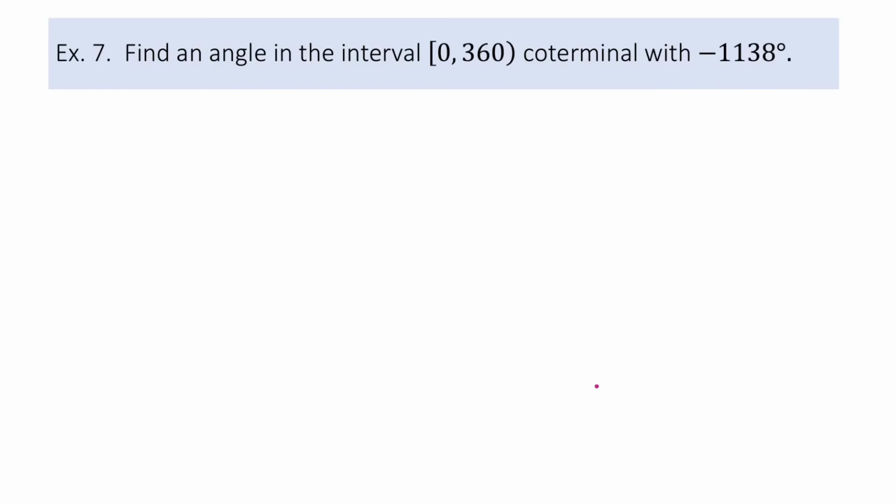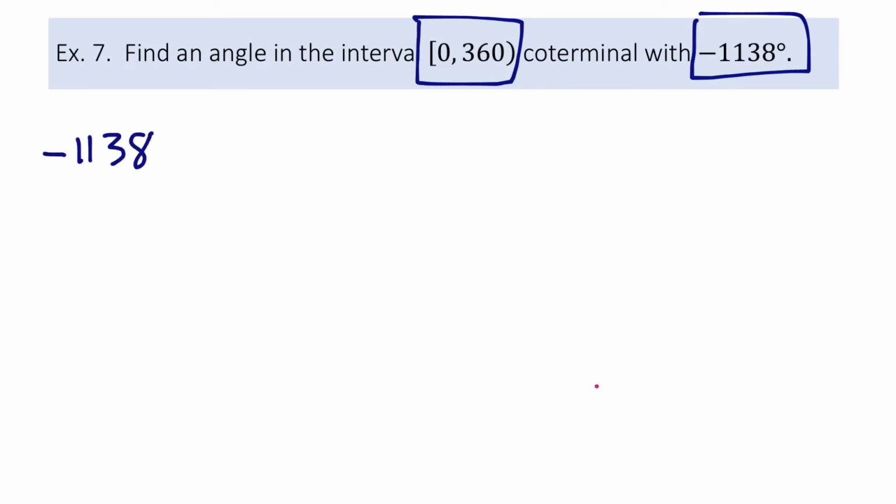Now let's try it in degrees. This time we're asked to find an angle within one revolution in degrees, between 0 and 360, that's coterminal with a negative angle, negative 1138 degrees. Clearly that's outside of the range 0 to 360. So to get from negative 1138 degrees, I'm going to have to add a positive revolution multiple times to get out of that range. Let's see how many times I have to do it.